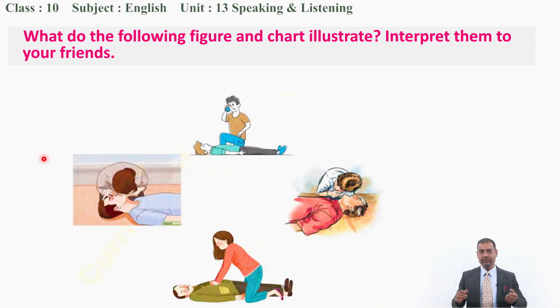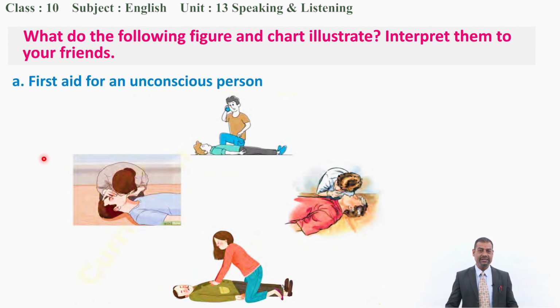What do you see there? It is first aid for an unconscious person. What do you see in the first picture? Now you have to tell it to your friends. You have to share this, you have to interpret, you have to describe what you have seen in the picture, in the figure. This is what we have to do in the first part of our class today. What do you see in the first picture? What do you see here?